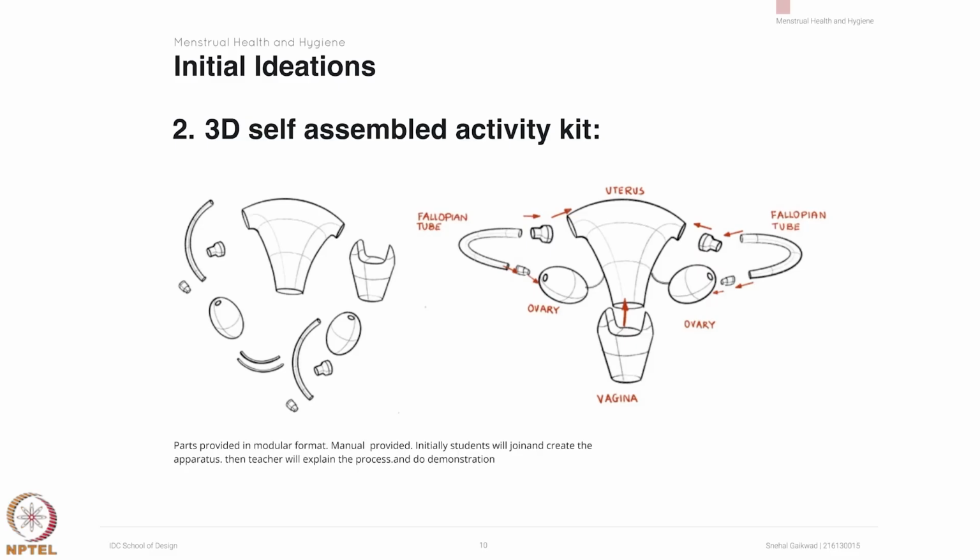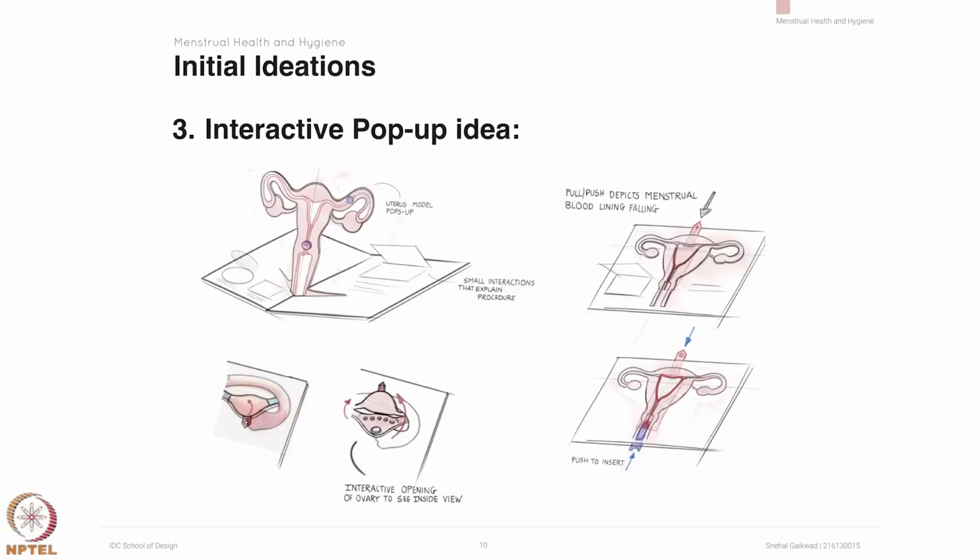It is very abstract, so whatever we introduce to them should not be direct, because it might create fear or confusion among girls. If we show them everything directly, they might get confused. So whatever I produce should be abstract, representative. Then we make one 3D self-assembled activity kit, which will have different ovaries, fallopian tube, and uterus, and the users will sit in a group and assemble it, and then the instructor will explain the further process.